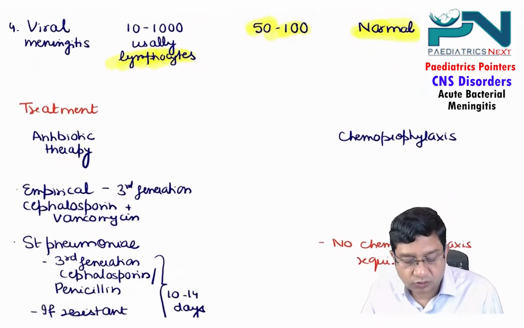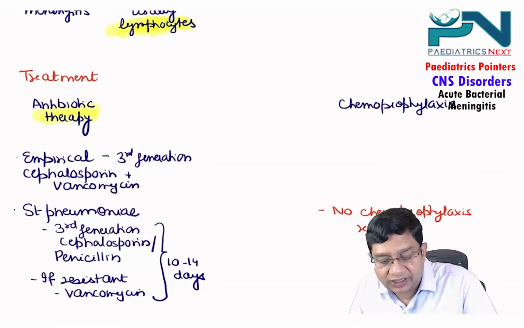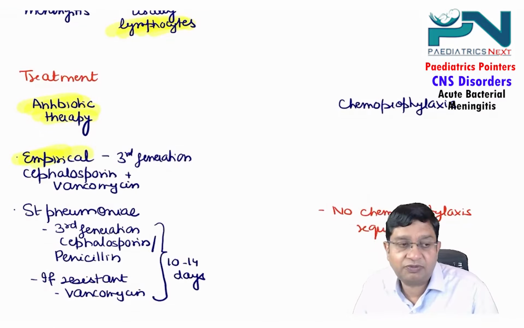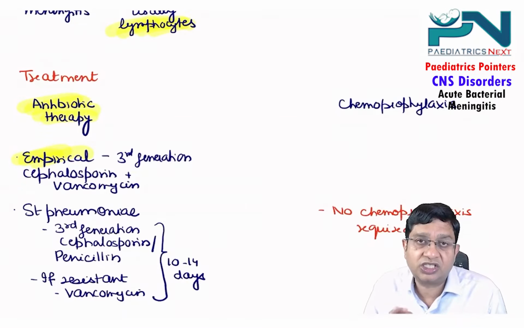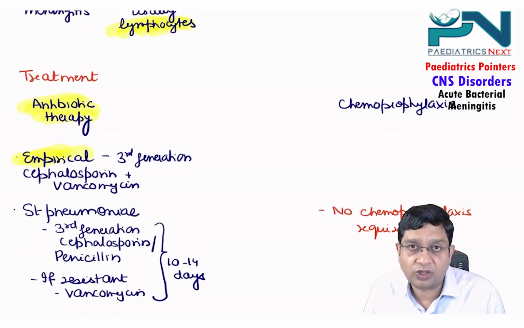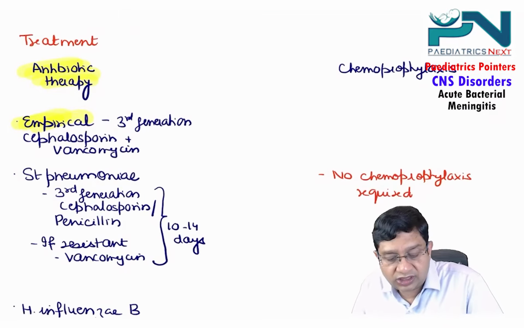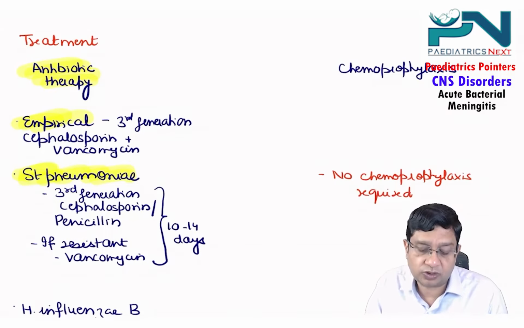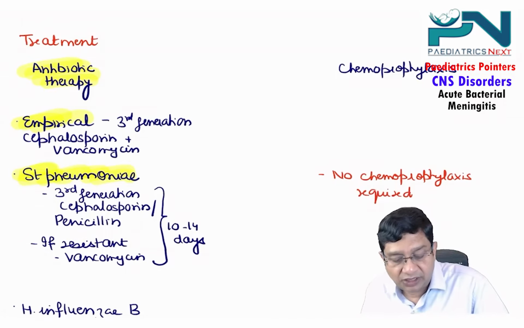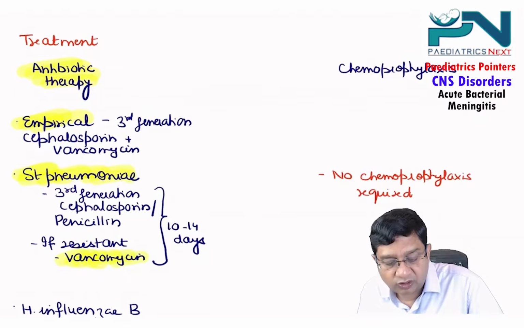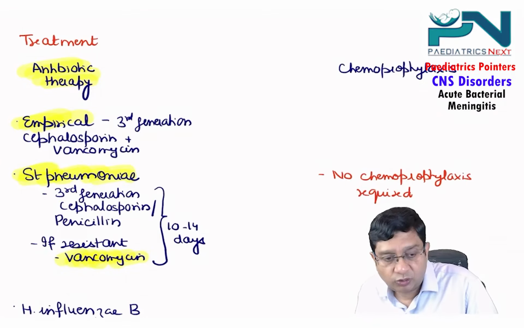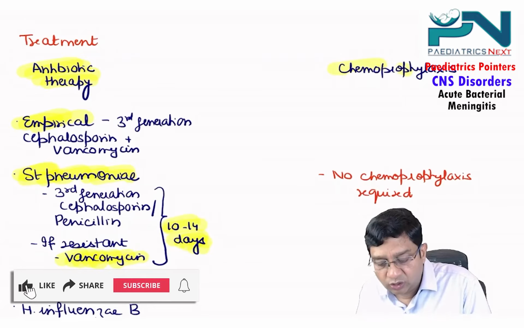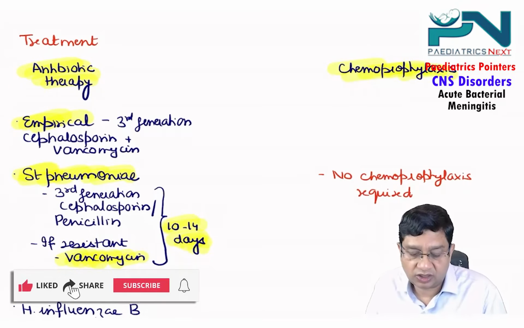Now for treatment, particularly you should remember the antibiotic therapy. The empirical therapy which we are using in India is third generation cephalosporin plus vancomycin. If you consider Streptococcus pneumoniae, your first line is third generation cephalosporin and penicillin, but if it is resistant, you give vancomycin. Remember, the duration is 10 to 14 days. But in this case, no chemoprophylaxis is required.